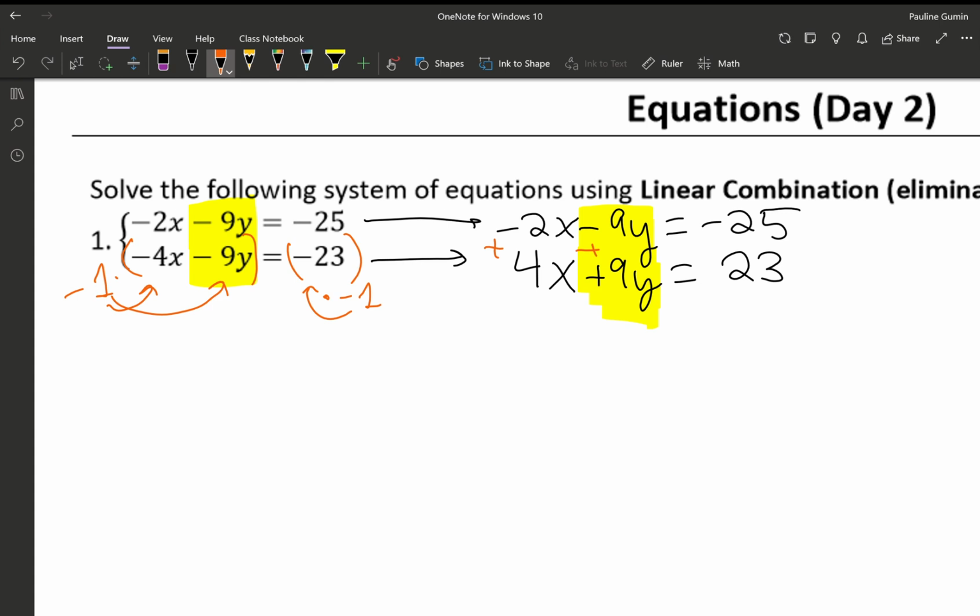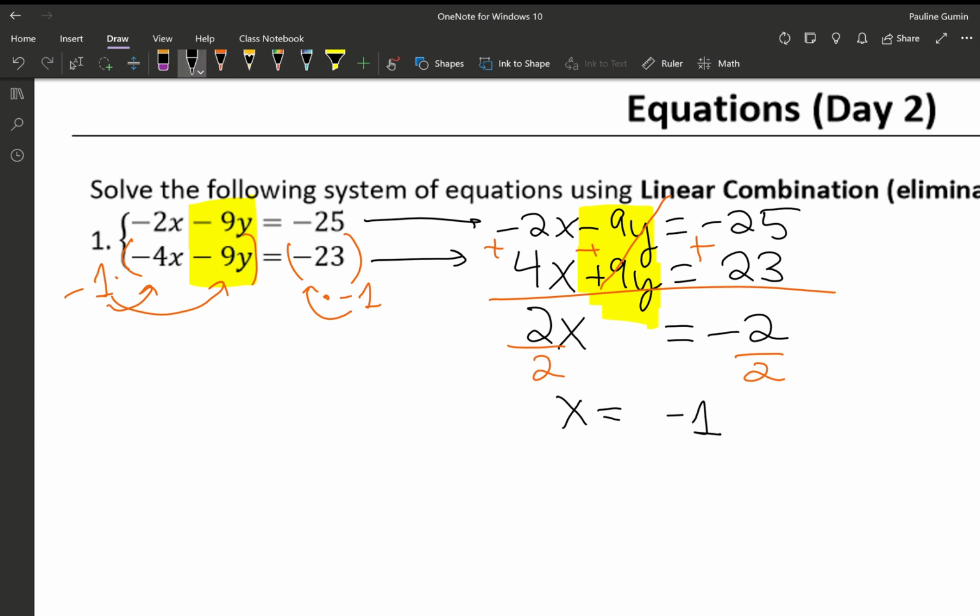So now we can add our system going up and down. Negative 2 plus 4x gives us positive 2x's. The whole point of us doing this multiplication was to eliminate those y's, so off they go. Negative 25 plus 23 is negative 2, and we finish it up by dividing. X equals negative 1.